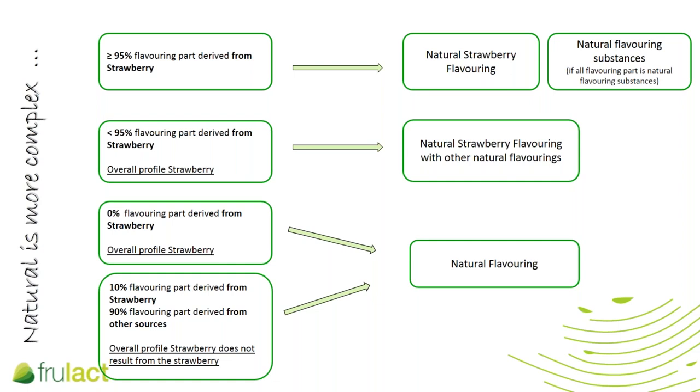The other situation is when you have less than 95% of the flavoring part derived from strawberry, but the overall profile is still strawberry. In this case, we can use natural strawberry flavor with other natural flavorings. And the last one, in case we have 0% of the flavoring part from strawberry, but the overall profile is still strawberry, or if we have an amount of the flavoring part from strawberry, but the overall strawberry profile does not result from the strawberry itself, we will label it as natural flavoring. We cannot use the word strawberry because, in fact, the strawberry does not contribute to the overall profile.